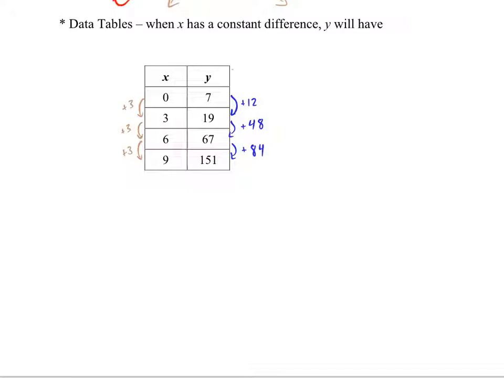So the difference in the y's isn't the same, agreed? But if we were to do that one more time, from 12 to 48 is going up 36. From 48 to 84 is going up 36. Wow. And that kind of ties into that x squared, that it has to have that x squared. But y will have a constant, they call it second difference. So I'm going to do a second difference.